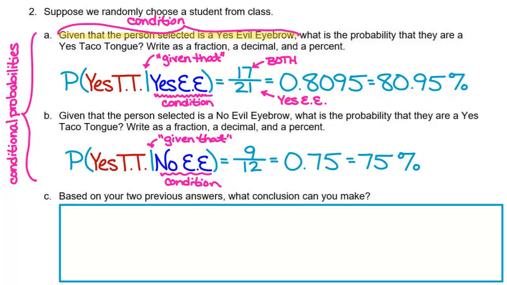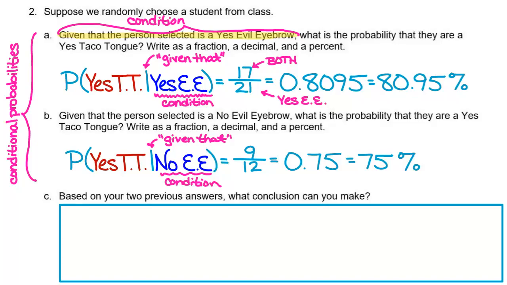Based on these two previous answers, part A and part B, what conclusion can we make about taco tongue and evil eyebrow? I like what you're saying, except according to these two, I don't even know what the probability is that somebody can just yes taco tongue. I'm not disagreeing with you. I just don't have all of that information to be able to make that statement. But I do like where you were going with that. You said based on the probabilities, it's what?